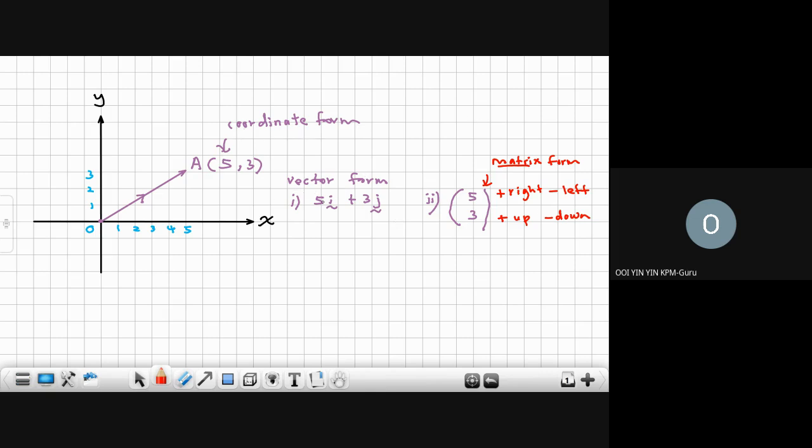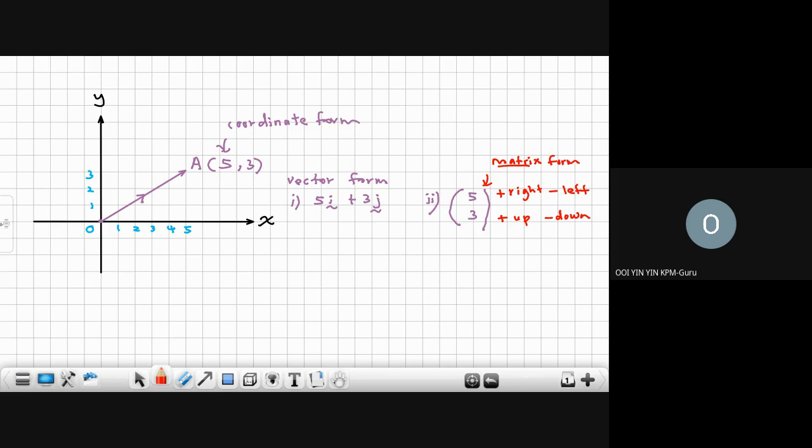One is represented in i and j, where you can see your vector i and j, and then the other one is in bracket matrix form, where you don't need to write your i and j, but we already understand. The one up here will be your i, that means a horizontal distance, and then the one down here, 3, will be your vertical distance. Now this one, please keep in mind.